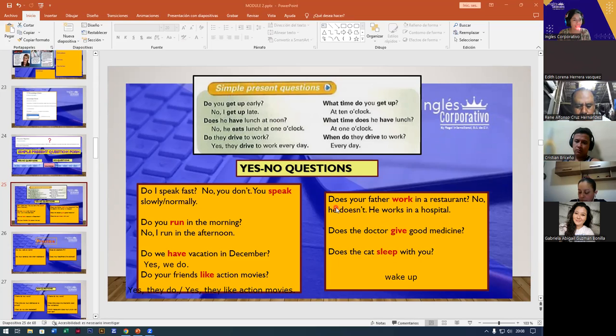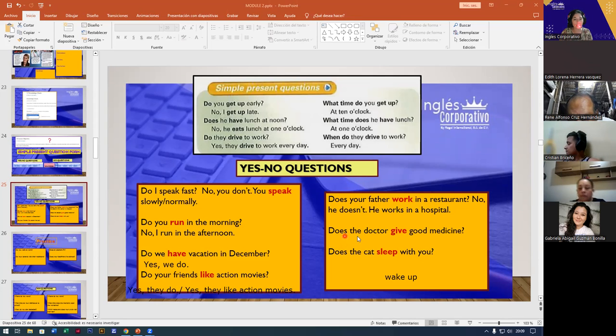Now, let's see the structure in third person. Auxiliary: does, because it's a third person singular. Your father is the subject. If you want to substitute your father, what is the subject pronoun? He, she, or it? He. Excellent. Now, what is the form of the verb, with the S form or base form? Base form, right? Why? Because you have the auxiliary of the third person, so you don't need the verb with the S form. The verb maintains the original form.